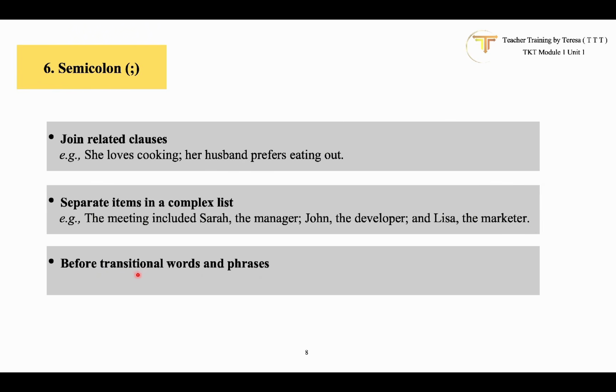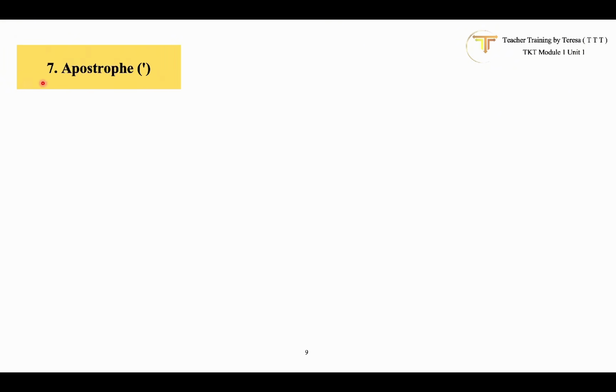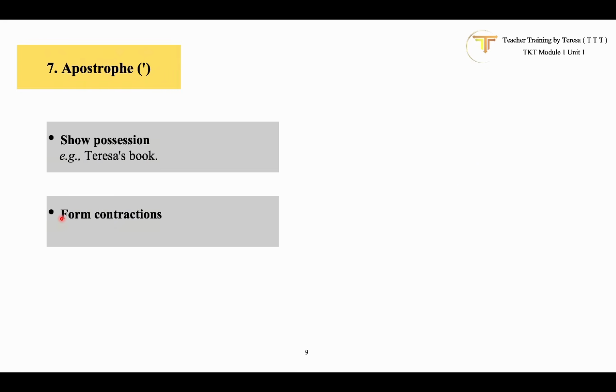Before transitional words and phrases. I wanted to go for a walk; however, it started raining. 7. Apostrophe. Show possession. Teresa's book. Form contractions. Can't, it's.